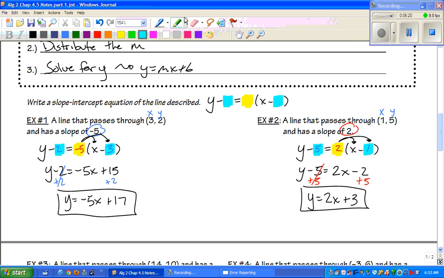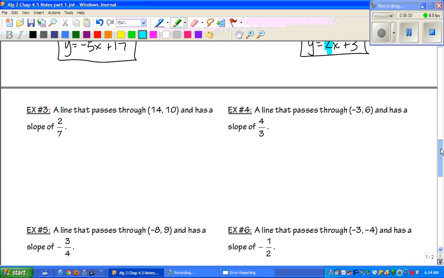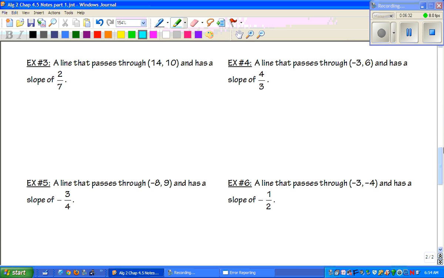Now, to double check that we're doing this right, my slope is 2, right? Is the slope still 2? Yeah, that means that we're doing everything right. Okay, moving on.